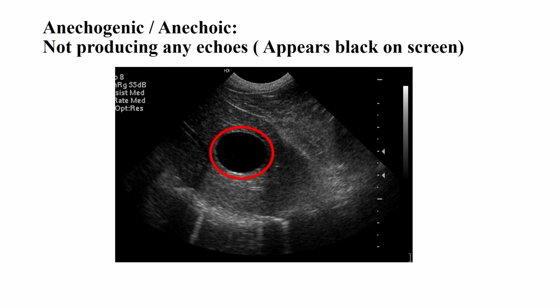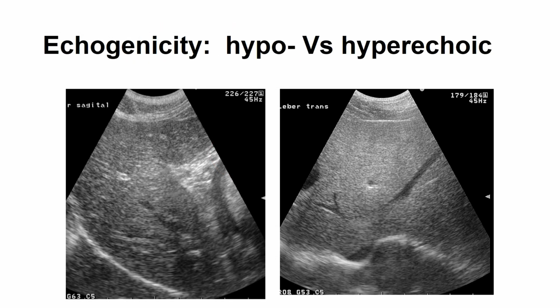So, here you can see the ultrasonograph. This ultrasonograph is showing an anechoic area. The marked area is showing anechoic. It is a whole black area. The fluid or water is showing an anechoic area. That means it does not produce any echo.